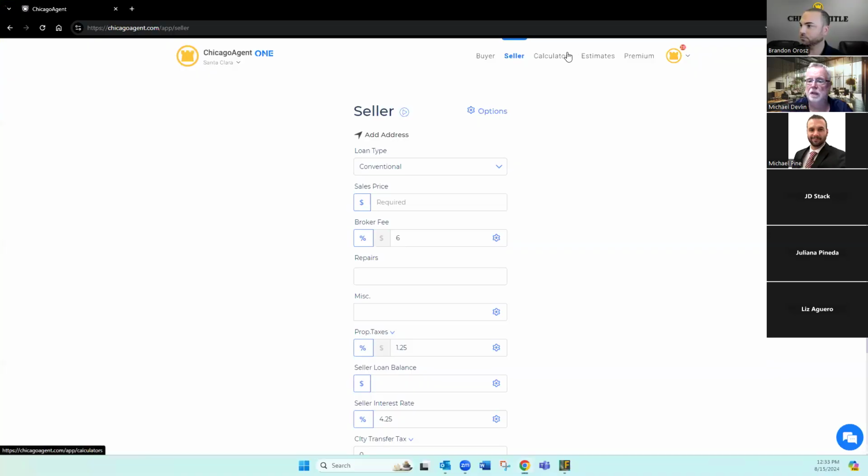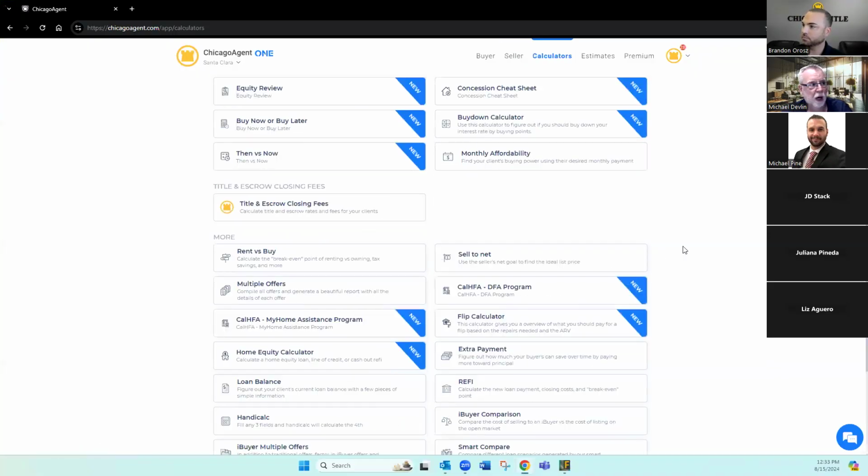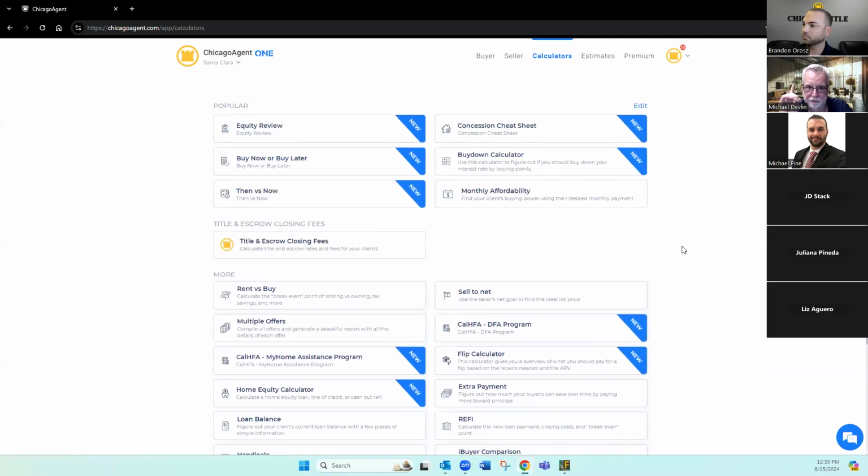Which is sort of covered under the multiple offer calculator. How many calculators are there in Palm Agent? A lot, more than 25, something like that. There's a whole bunch of them. You're going to have an idea of what the property is likely to sell for, or a price range.